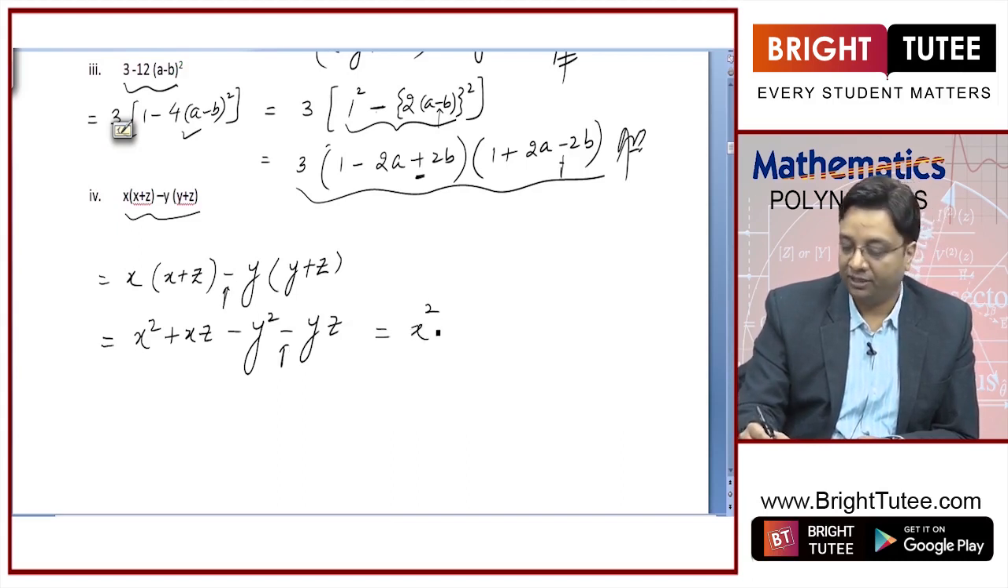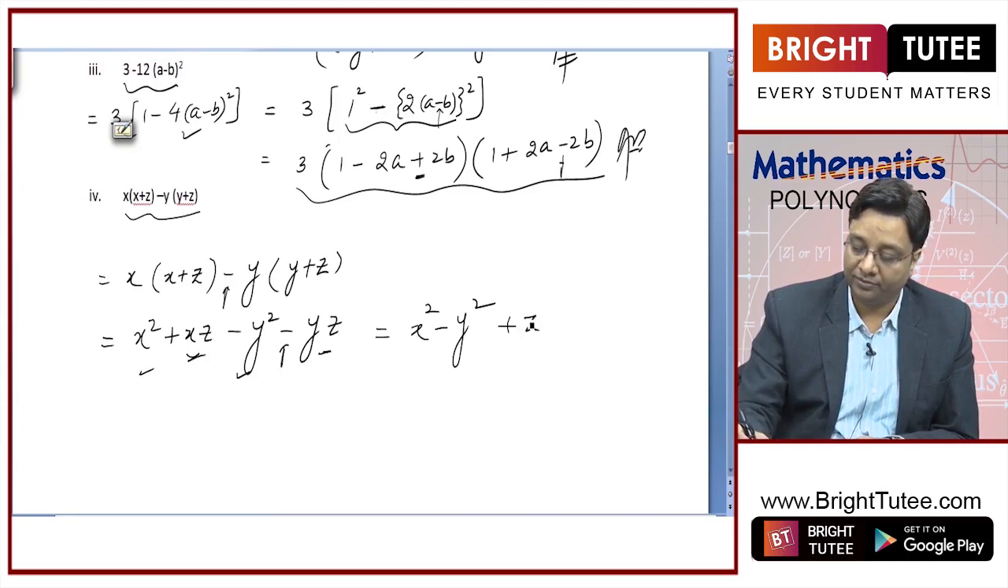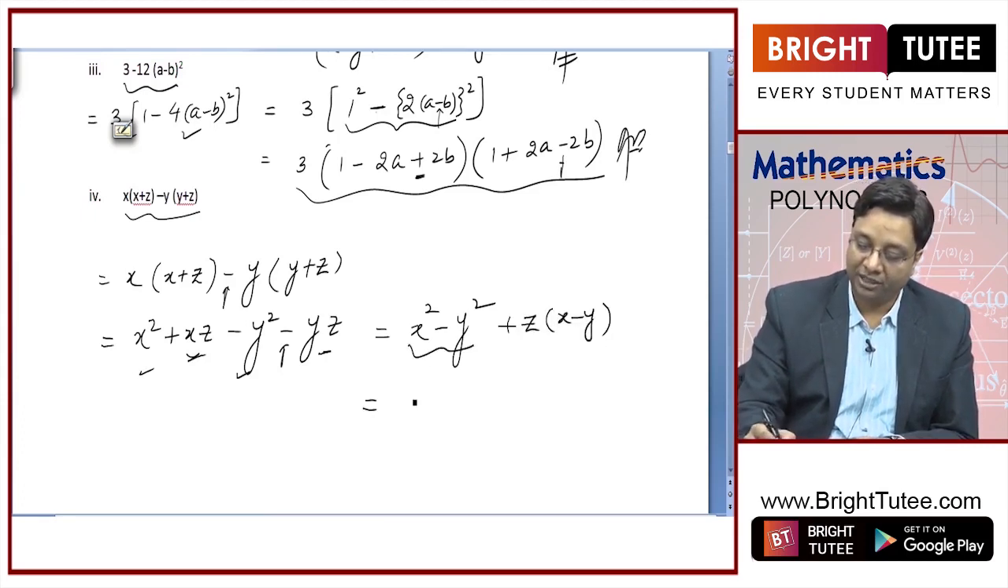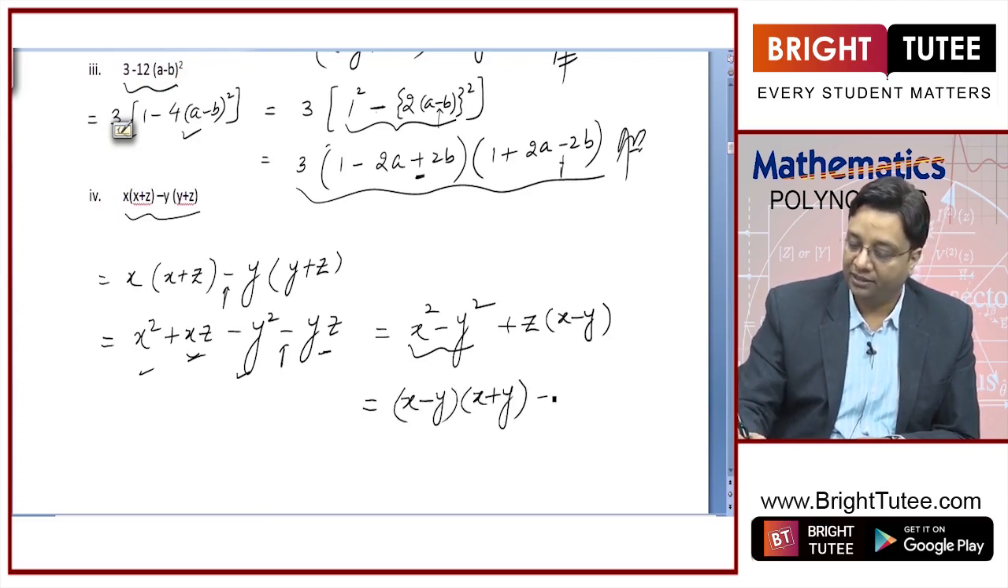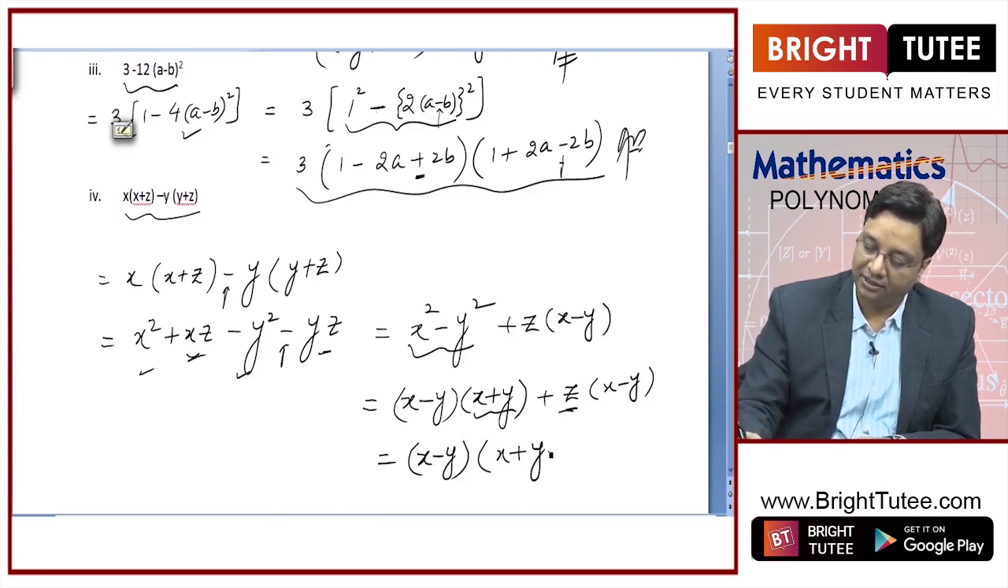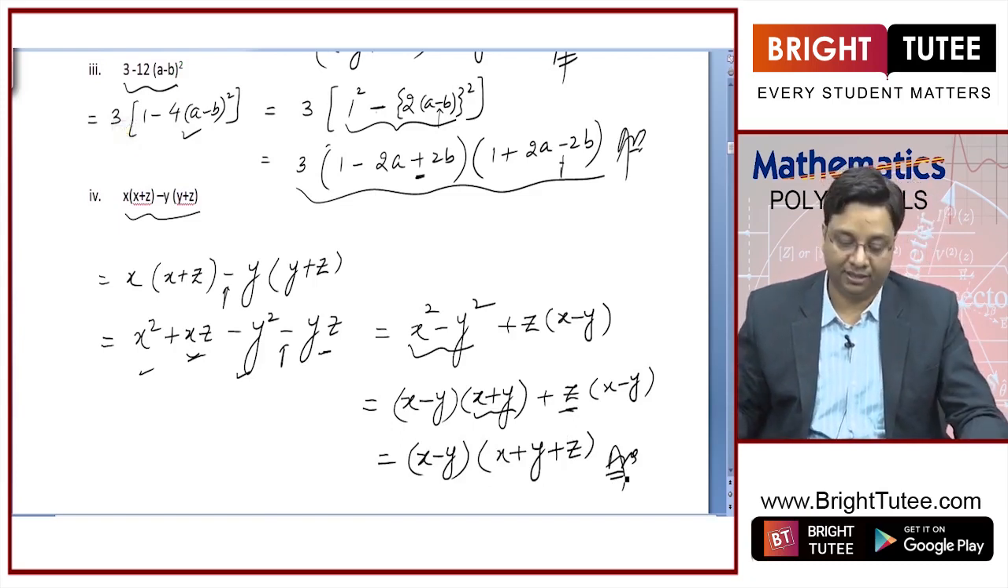So if I separate and group these terms like this, x square and y square together, so x square minus y square, and these two terms together, so I can take z as common and (x minus y) will be inside. Now x square minus y square can be written as (x minus y) into (x plus y) and then z into (x minus y) here. If I take (x minus y) common, inside I will have x plus y plus z. Okay, this is how you will factorize this expression.